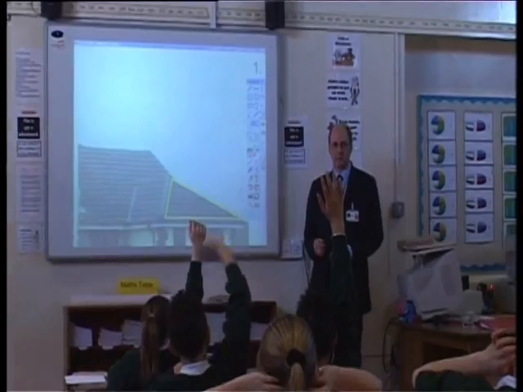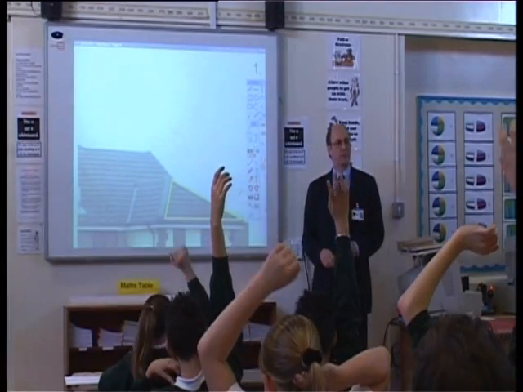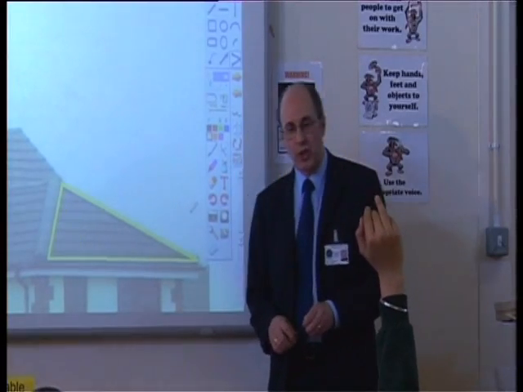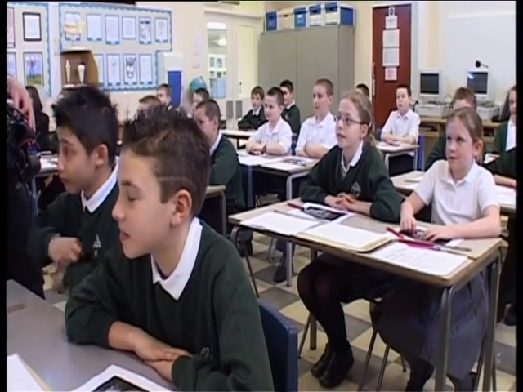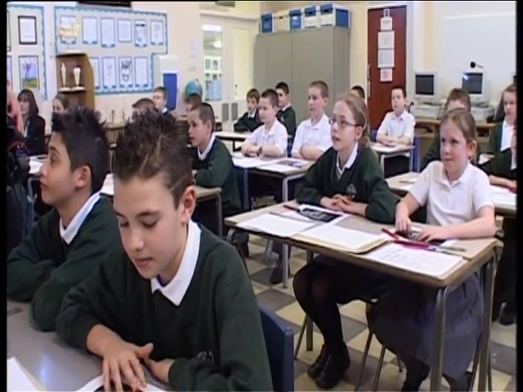What can you tell me about Jack's shape? Matthew? It's an isosceles triangle. Very good. It's an isosceles triangle. Who thinks it's a right-angled isosceles triangle? Good, it isn't. Well done, well spotted.